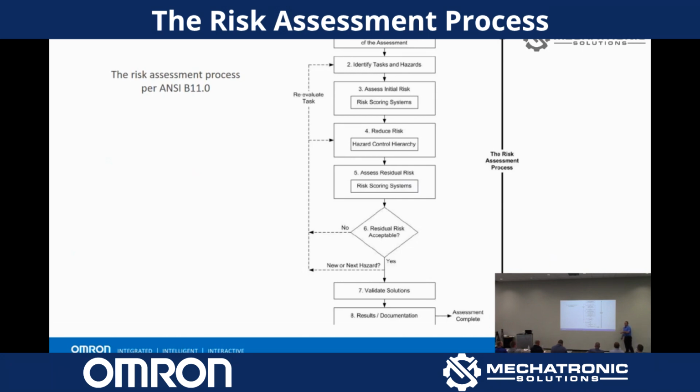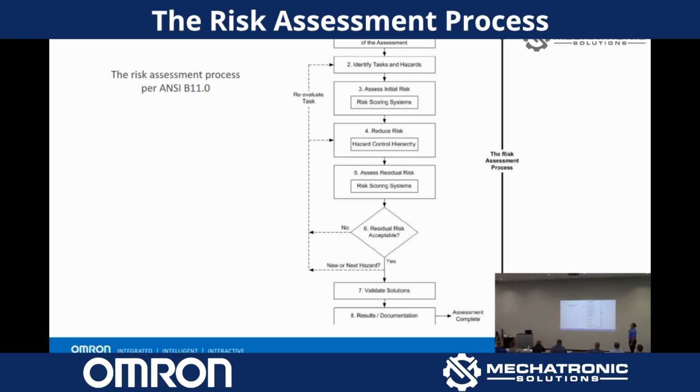Little cheat code: look for things that move. Look for things that are hot. Things that move are usually good candidates for things that can hurt. Sharp things, pinch points, nip rolls. If you're having trouble, I'll touch on it in a different slide, but there's an appendix in the risk assessment standard, and it gives you some starting points of things to look for. Sometimes it's easier if you see something, you're like, oh yeah, that is there. So that helps. But we're going to identify all the tasks and all the hazards.